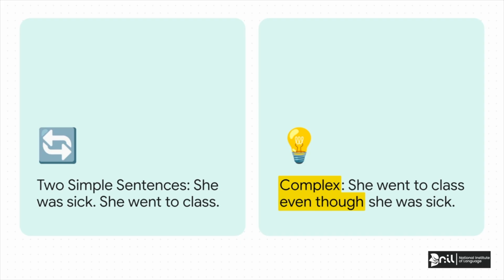Okay, let's level up again. Let's get complex. Instead of just linking two equal ideas, we can show some kind of relationship, like a contrast. "She went to class even though she was sick." Whoa. Now that adds a layer of drama, doesn't it? It tells you something about her. You're not just listing facts anymore. You're telling a much richer story about overcoming a challenge. This is where your writing starts to get really powerful.